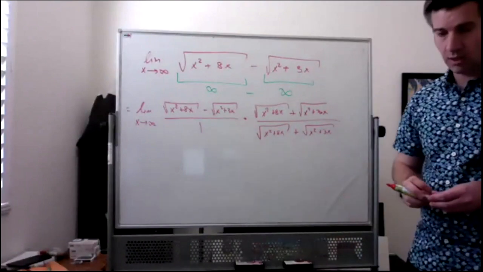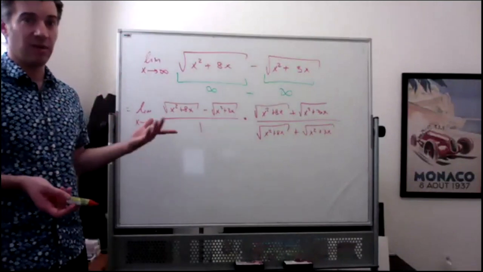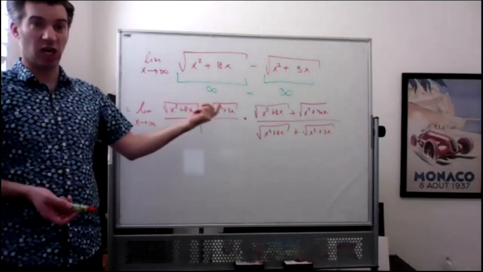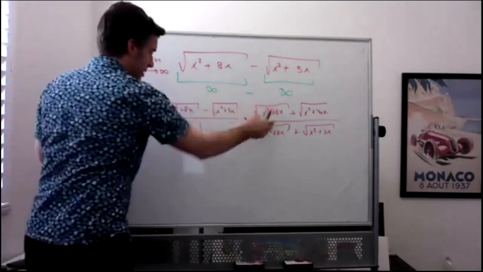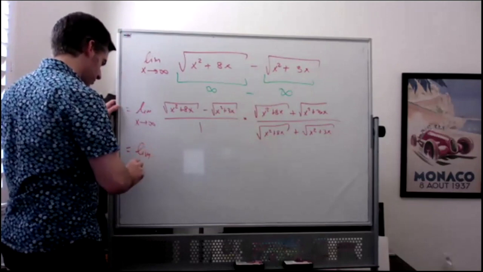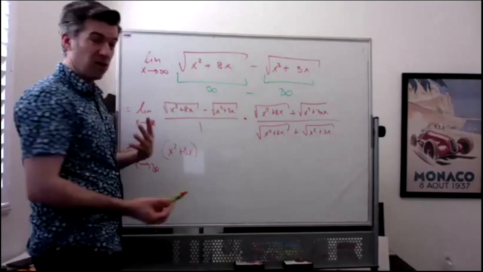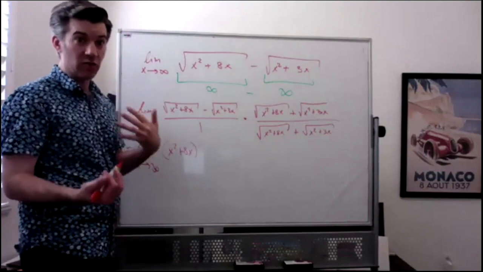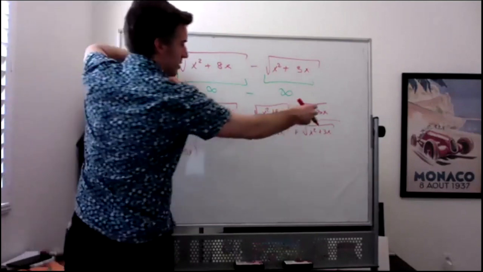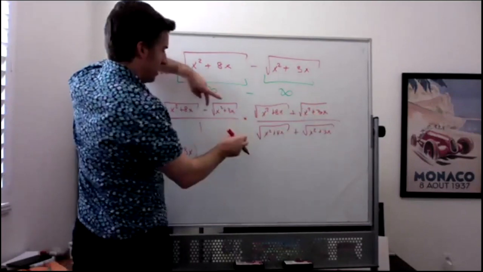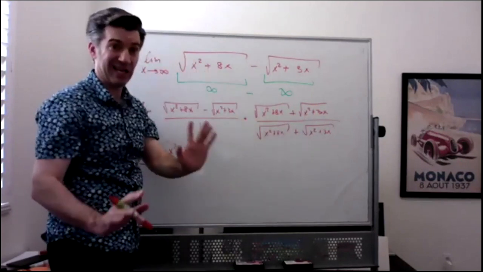Okay. So the whole point of multiplying by the conjugate is that the top part here is going to be nice. We're going to get this times this, which is just x squared plus 8x. The middle terms cancel, right? That's the reason you multiply by the conjugate. You get the square root of x squared plus 8x times the square root of x squared plus 3x, and then you get minus the square root of x squared plus 3x times the square root of x squared plus 8x. And those exactly cancel out.